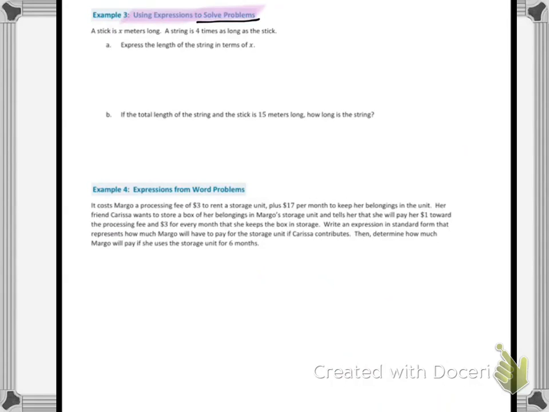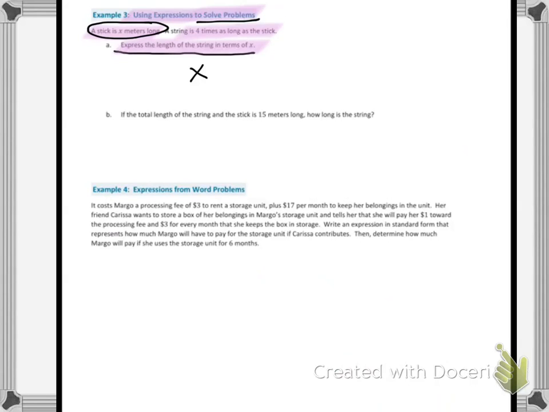And so here's the statement. A stick is x meters long. A string is 4 times as long as the stick. Express the length of the string in terms of x. This is something we actually did at the end of Module 2. So if we know the length of a stick in meters is x, then x meters is the length of that stick, and that is right here.